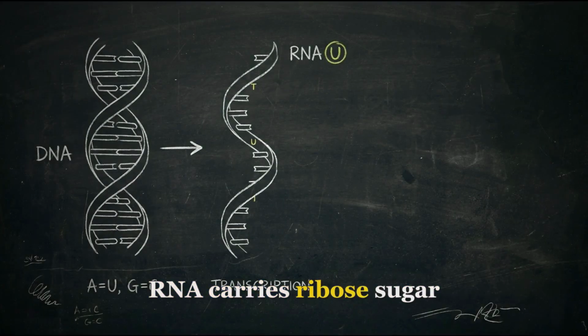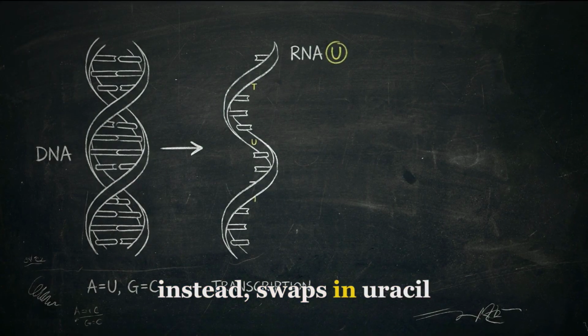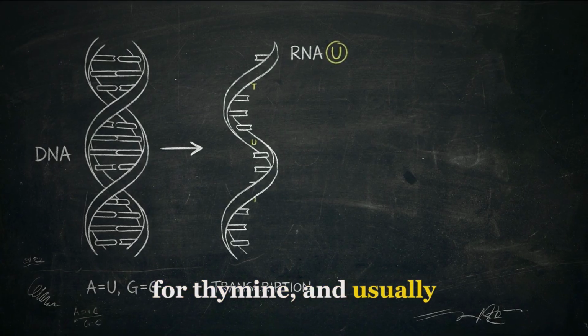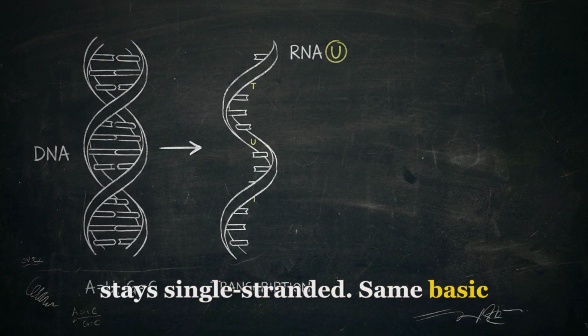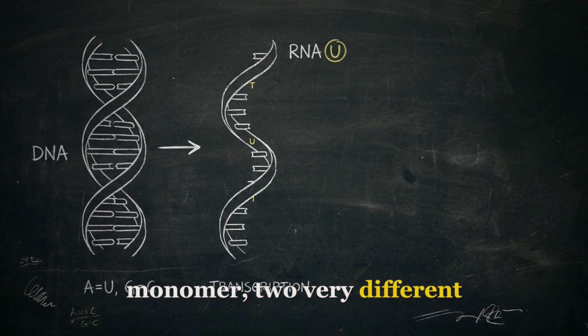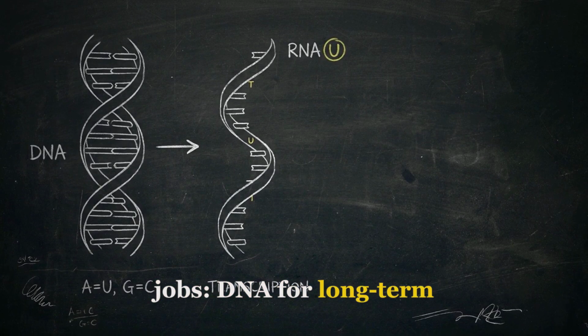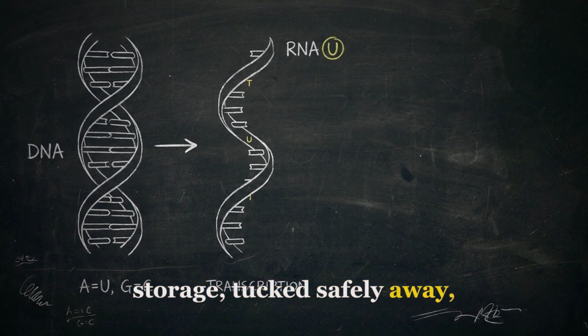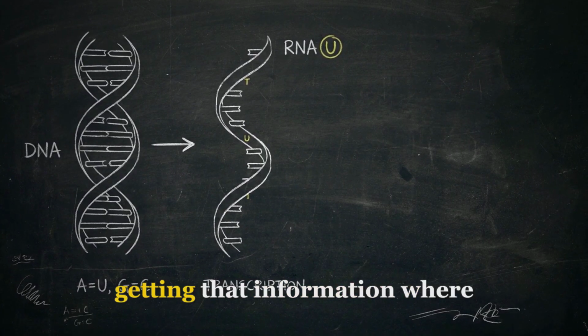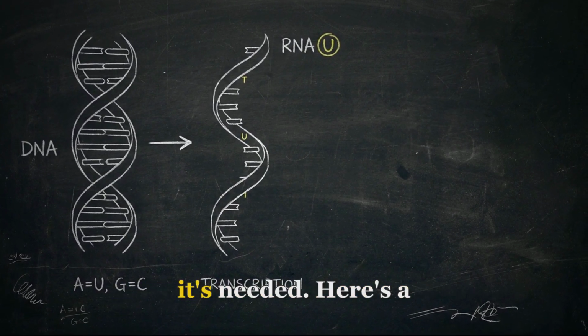RNA carries ribose sugar instead, swaps in uracil for thymine, and usually stays single-stranded. Same basic monomer, two very different jobs. DNA for long-term storage, tucked safely away, and RNA for actually getting that information where it's needed.